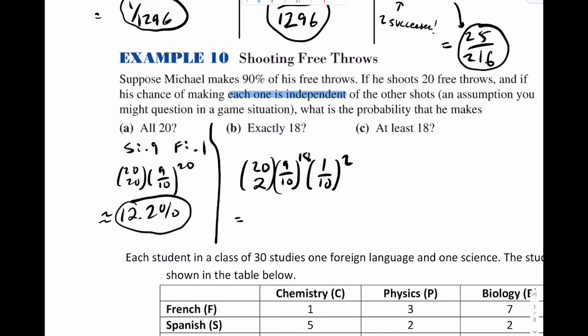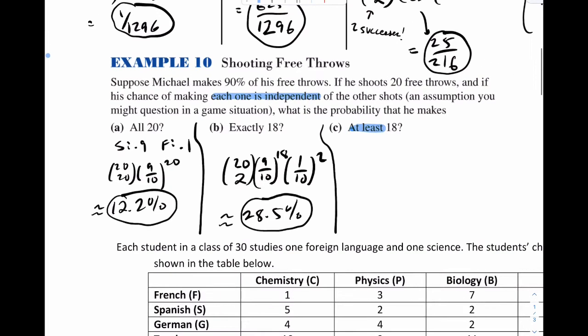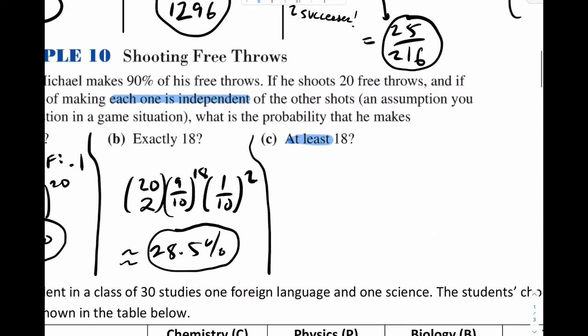And then you put that in your calculator, and you're going to get about 28.5%. Now here's a tricky one. It says at least 18. So at least 18 means there's a couple cases that could happen. There's a chance that you make 18. So the probability of making 18 plus 19 or plus 20.